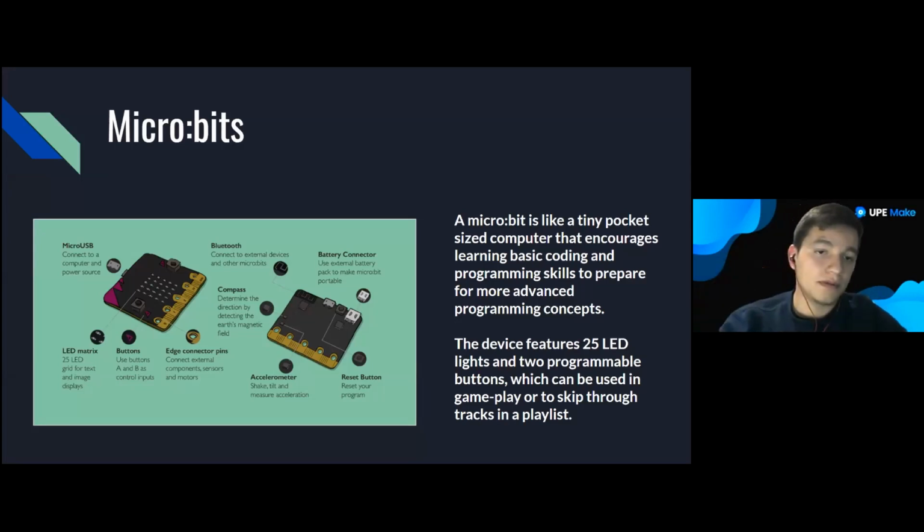In case of a compass, you could put an arrow, which is something that we're going to do, or if you have an alert, you could put an X or an exclamation mark. But you also have a temperature sensor with the microbit. You have a Bluetooth if you want to connect other microbits, and an accelerometer.